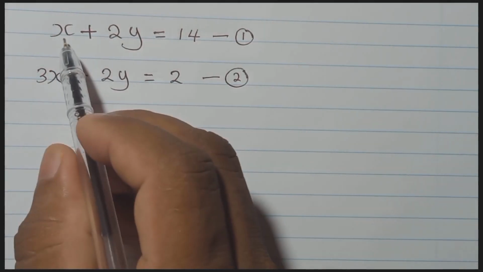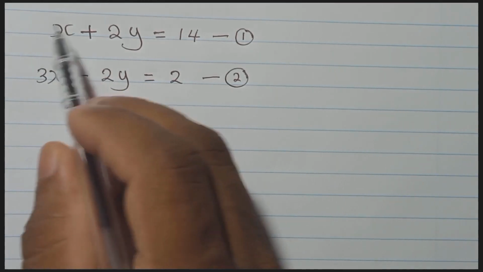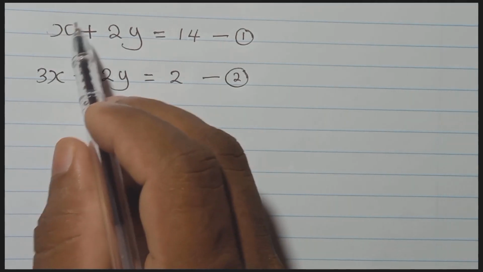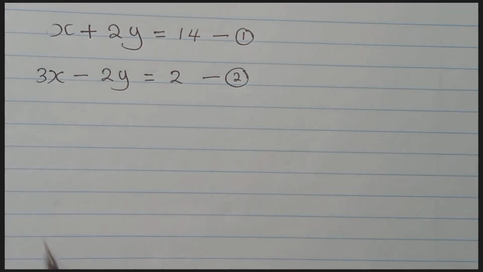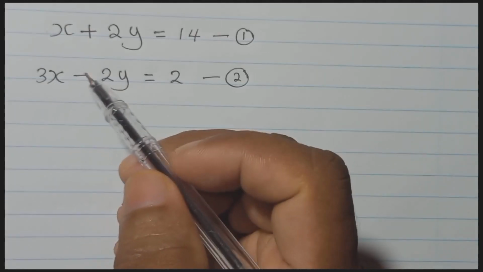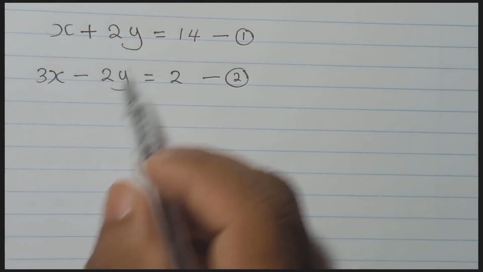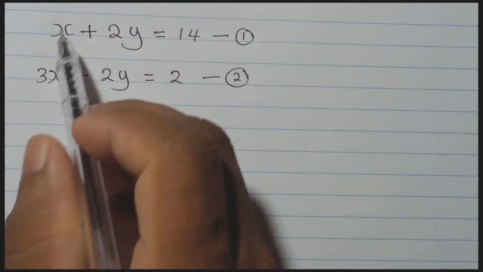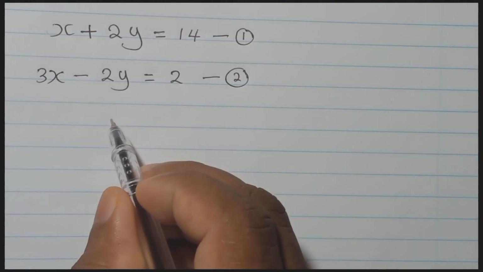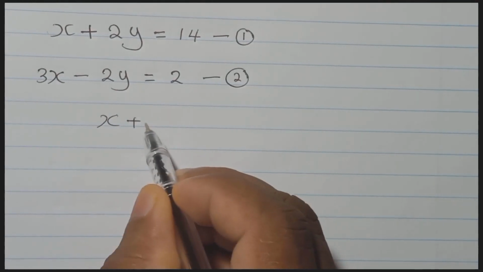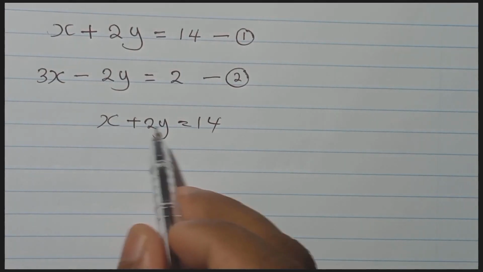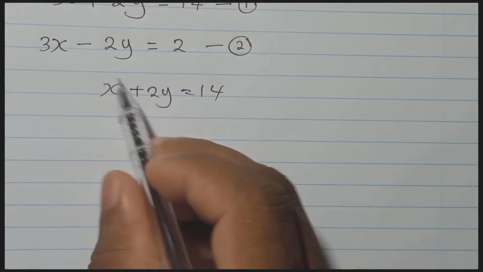One letter. Making this x the subject is easy because here the coefficient of x is 1. So I will use that method. It doesn't matter whether it is equation 1 or 2, you need to make one letter the subject. So I will make x the subject in equation 1. If I write the complete equation again, x plus 2y equals 14. Now I need to make x the subject.